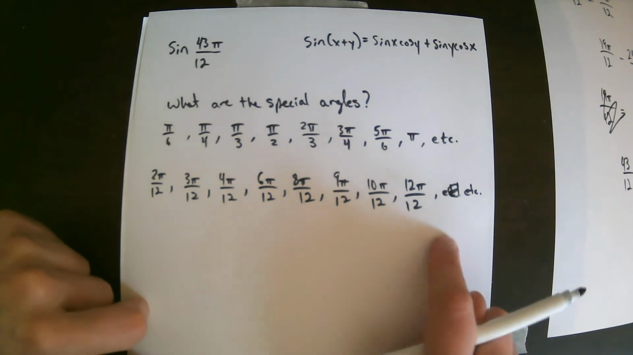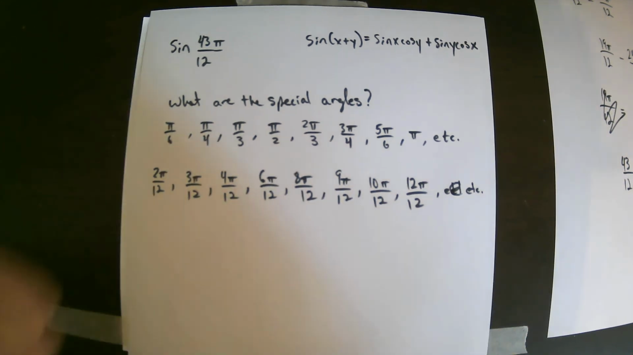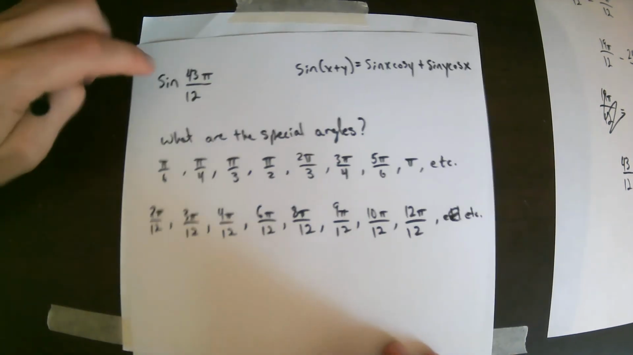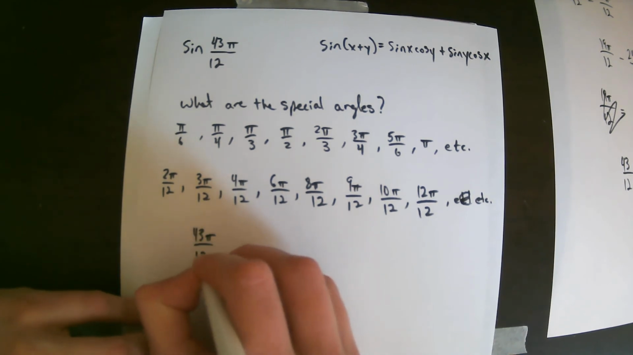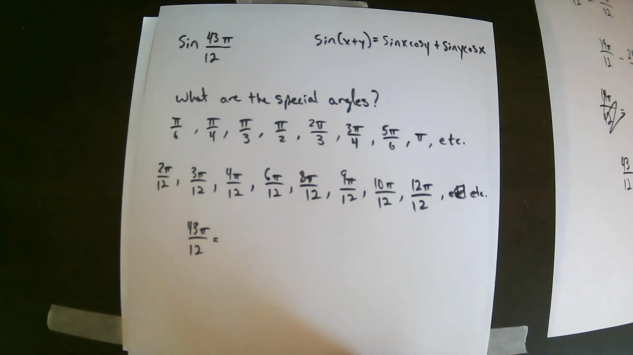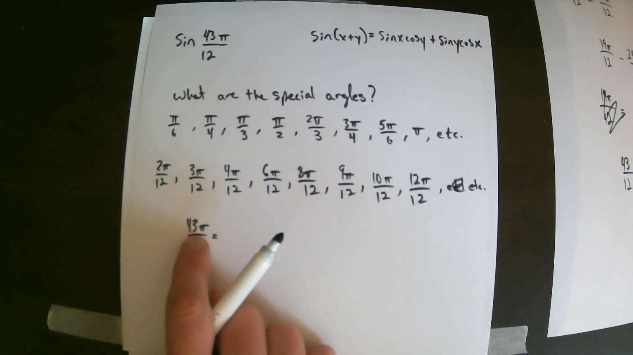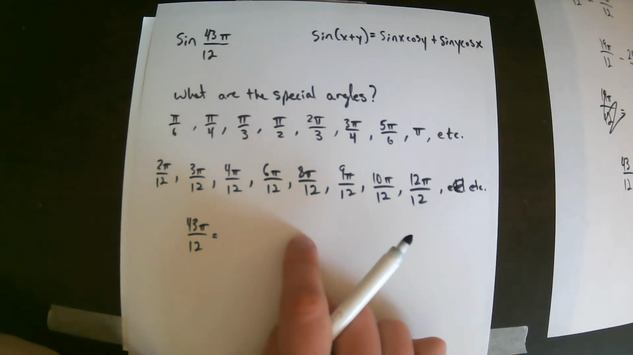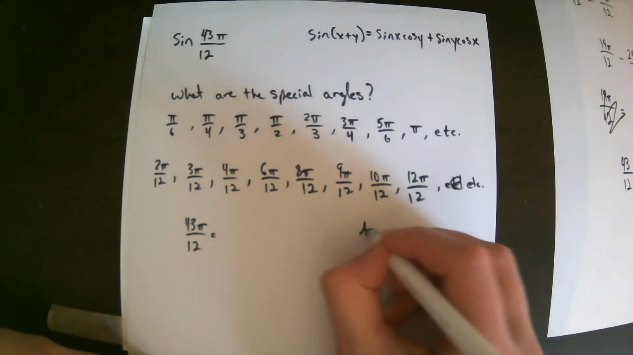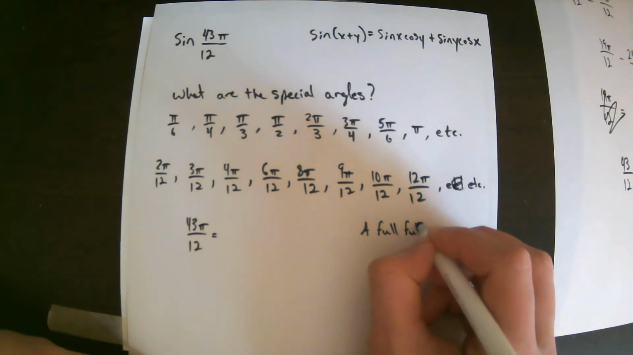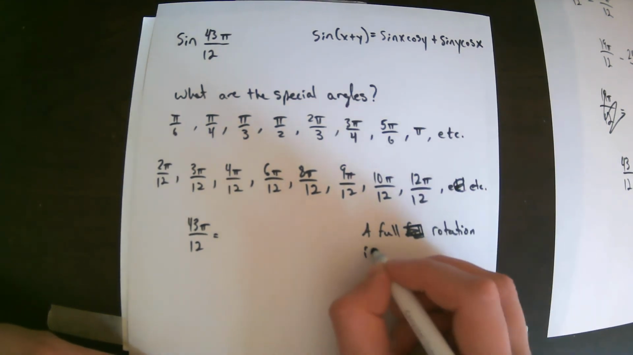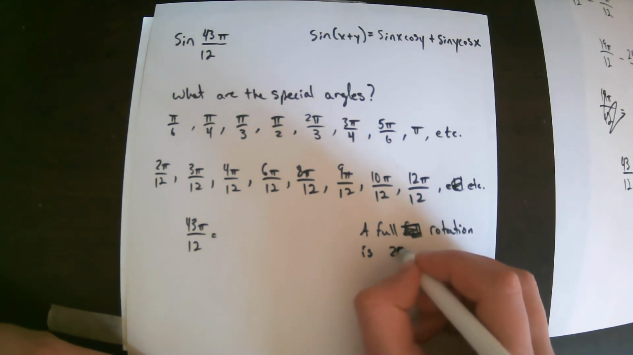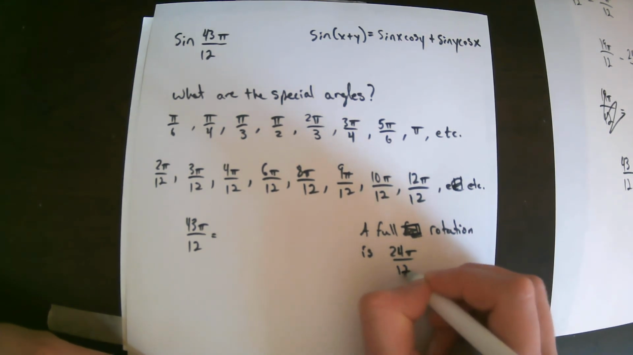of course these aren't all of them, but this is a good start. So you could look at 43 pi over 12 and just try. Basically, the idea is to just try things. And I'm looking at this, and I'm realizing, first of all, that this has a full rotation in it. A full rotation is 2 pi, in other words, 24 pi over 12, right?